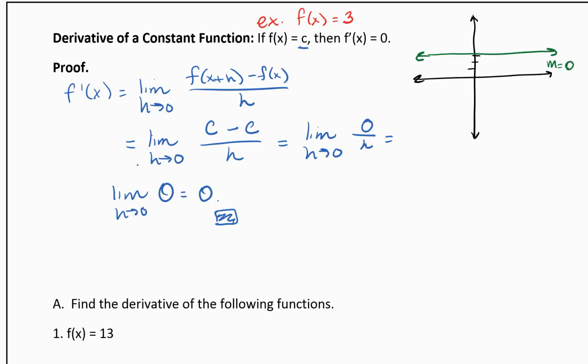Mathematicians sometimes put a little box when they're done with the proof, so that's how we know we're done. Let's look at some examples. It says find the derivatives of the following functions. You don't need to do the difference quotient anymore, now that you know that this theorem is true.